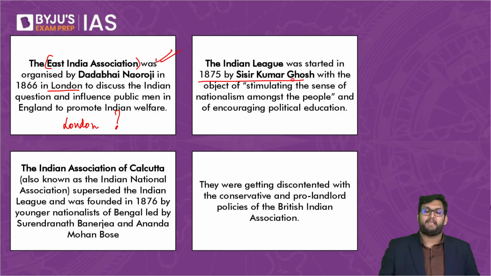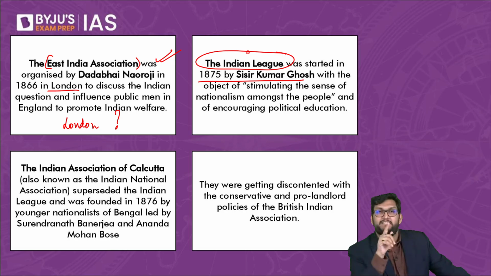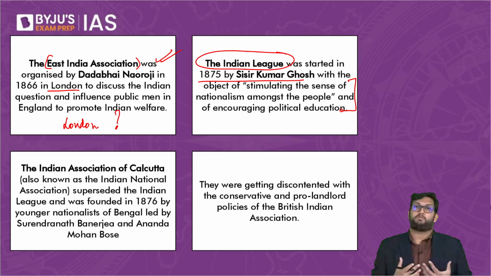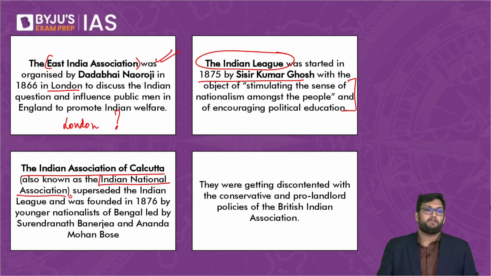Then by 1875, we have the India League, the Indian League. What is the difference between this and the organization we saw previously? In the name itself, the word British has been dropped. You see how the nature is changing. For them now, India exists as India, not as British India. So when Shishir Kumar Ghosh will form in 1875 the India League, he will be about encouraging the people to understand what the British is doing. Thereafter, the Indian Association of Calcutta, which will later be named the Indian National Association, will be formed by two very important personalities coming from Bengal, Anand Mohan Bose, A.M. Bose, and Surendranath Banerjee.